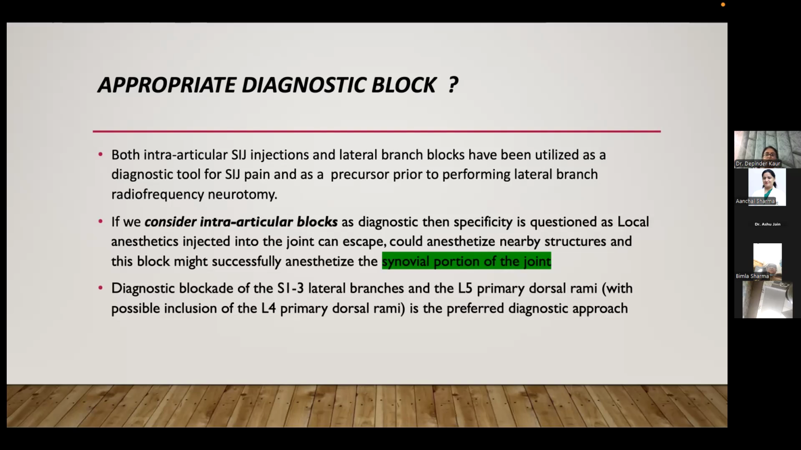But if we consider the intra-articular block as a diagnostic modality, then its specificity is questioned. The reason is that when you inject the local anesthetic into the joint, it can escape into the surrounding structures and anesthetize the nearby structures. Basically, with this technique you are anesthetizing only the synovial portion of the joint. So it is not specific for this joint only, because the posterior part of the joint, which is innervated by the lateral sacral branches, is the main pain generator. So ultimately, we come to the point that the diagnostic block of the S1 to S3 lateral branches with the L5 primary dorsal rami, and the possible inclusion of L4, is the preferred diagnostic modality, right? So among the intra-articular and the lateral branch block, the lateral branch has the upper hand.